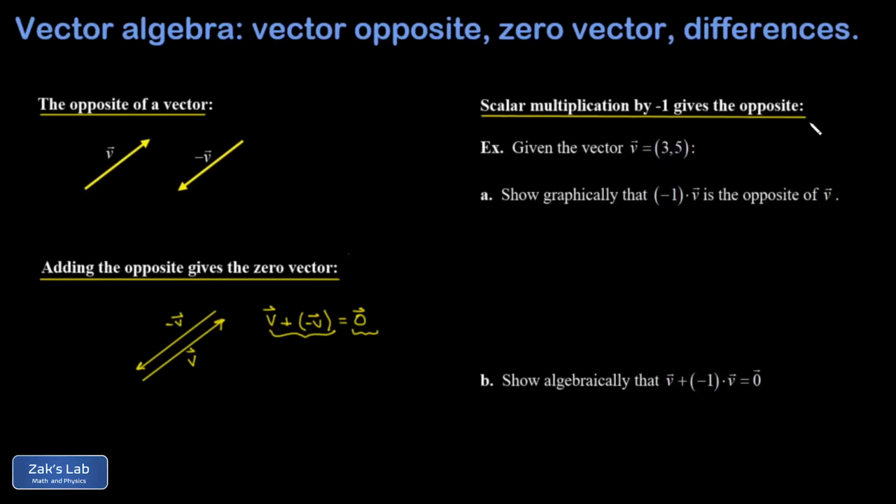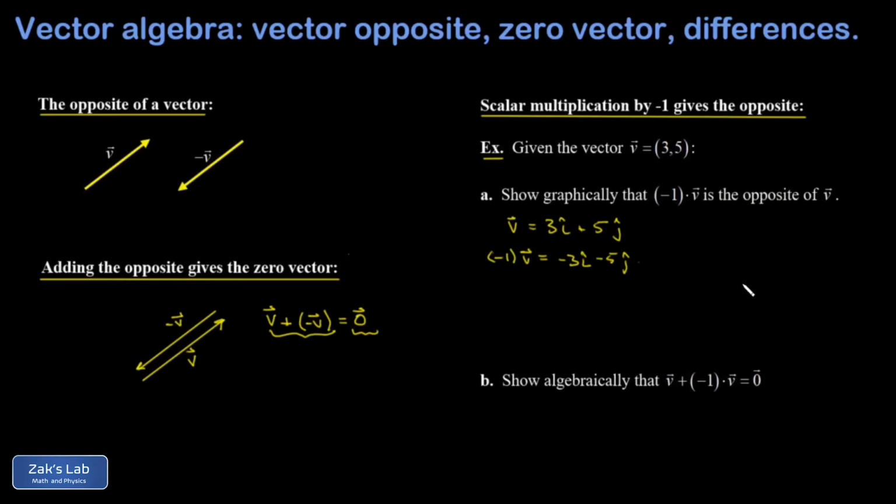Next, we have a little note about scalar multiplication by negative 1. So given the vector v as a row vector 3, 5, I want to show graphically that negative 1 times v is the opposite of v. So it's useful to write this in the i hat, j hat notation. v is 3i hat plus 5j hat. So what's negative 1 times v? Just distribute the negative 1 to both terms and I get negative 3i hat minus 5j hat.